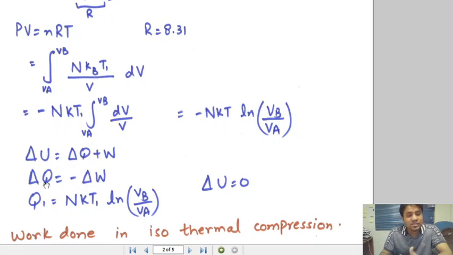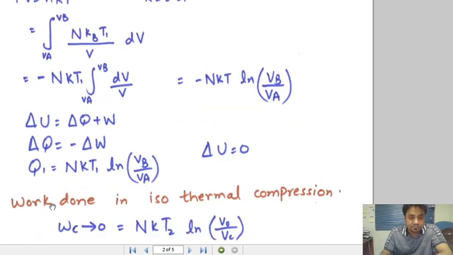And delta Q in this case is the heat added to this system, which is Q1. So Q1 will be equal to minus delta W, and delta W is equal to minus nk_B T1 log of VB over VA. So negative negative will give you a positive sign. So Q1 will be equal to nk_B T1 log of VB over VA.